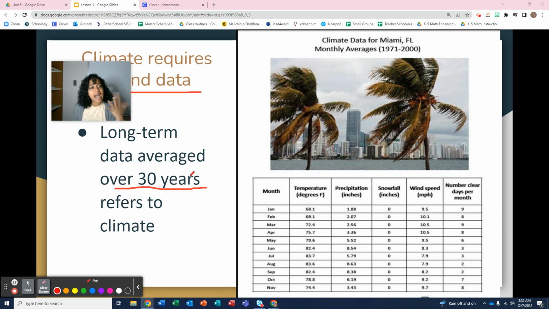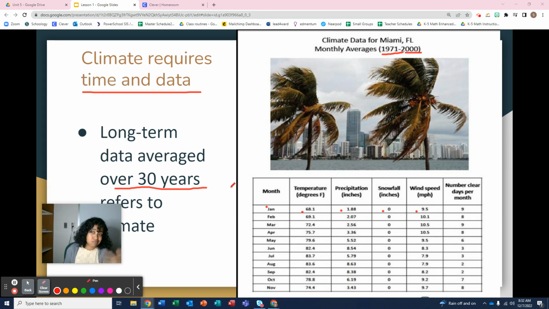That will tell us what is going to be the general temperature or precipitation or snowfall or wind during that time. Over here we see the average climate of Miami, Florida, and they did this from 1971 to 2000. That's about 30 years right there. So they have a pretty good understanding of what the climate is in Miami, Florida. They took the month and figured out what is the average temperature in January, in this case, what is the average precipitation, how much rain it gets, how much snowfall, how much wind, and so on and so forth. So they need time and data for climate. For weather, you only need one occurrence, maybe a week, but for climate, you need time and data.